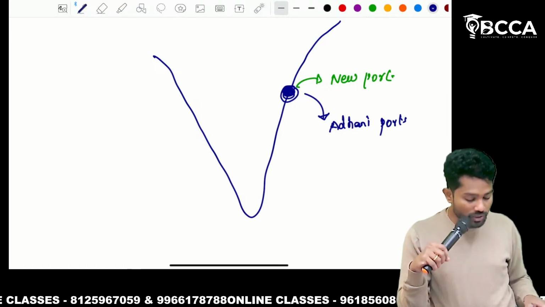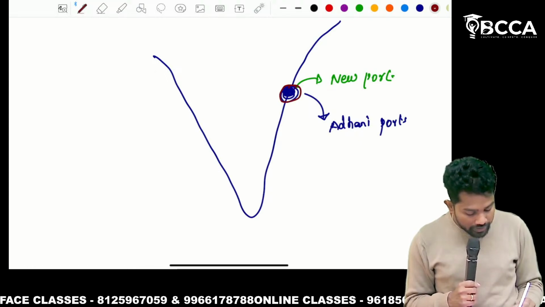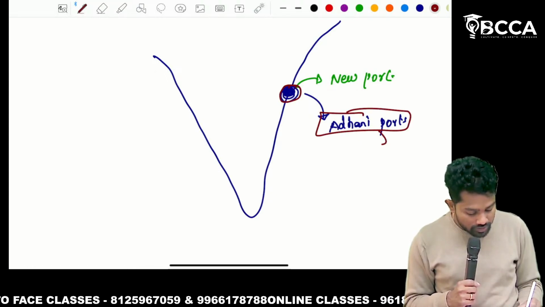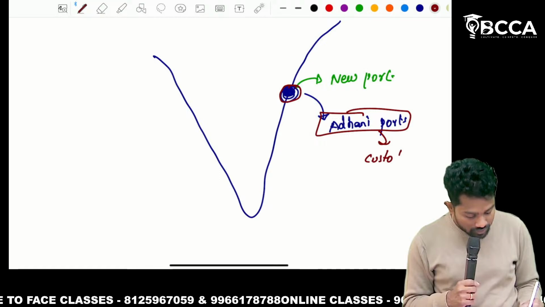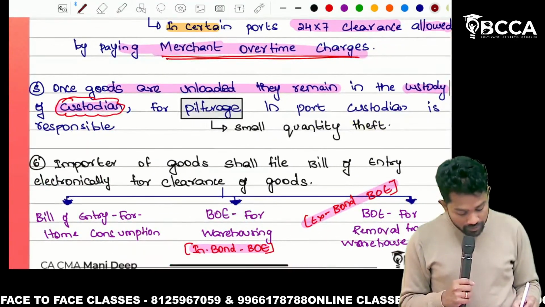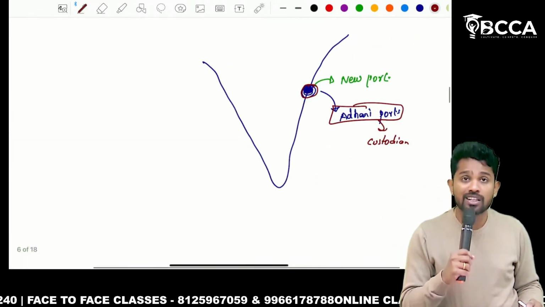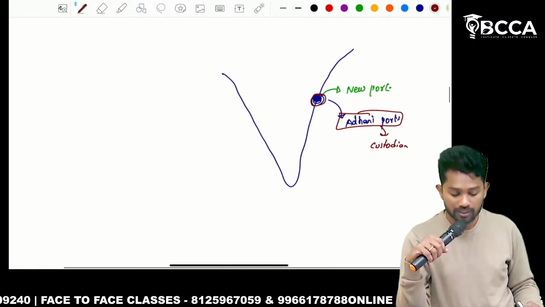Now, what are we saying? This port is owned, operated, and maintained by this company, right? So this company is called the custodian. Once the goods are imported, they will remain in the custody of the custodian, under the custody of Adani Ports Limited, that company.